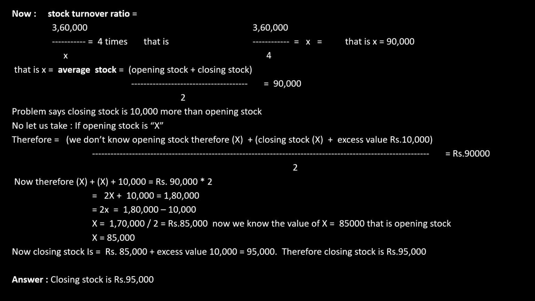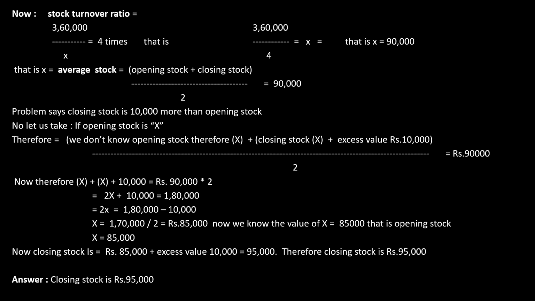Now, therefore, X will be 1,70,000 divided by 2. So 1,70,000 divided by 2 will give me 85,000. Is it clear? Therefore, my X is nothing but 85,000. That is the opening stock. So once I know the opening stock, I add the 10,000 to that, which gives me 95,000. That is the closing stock. Is that clear? Any doubt?